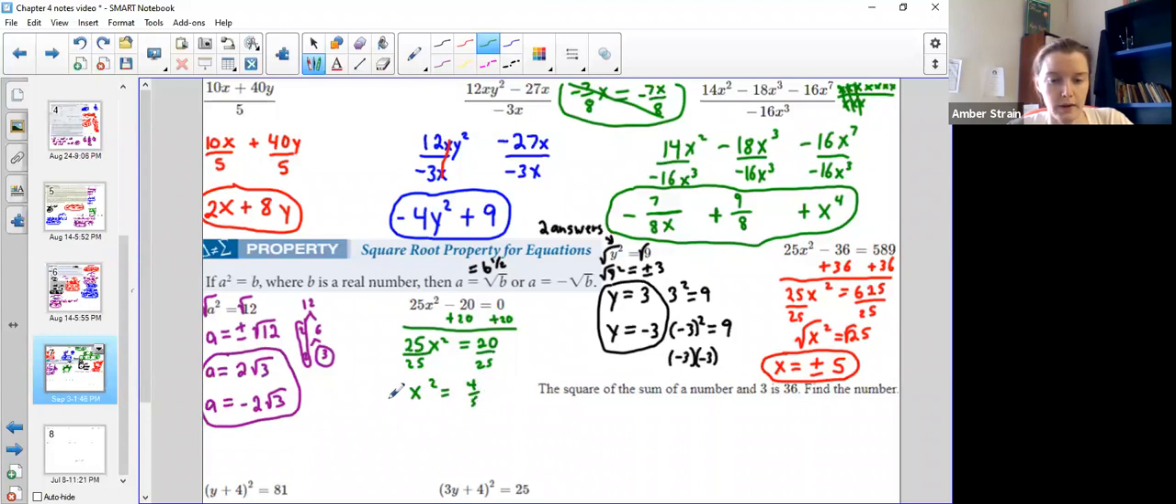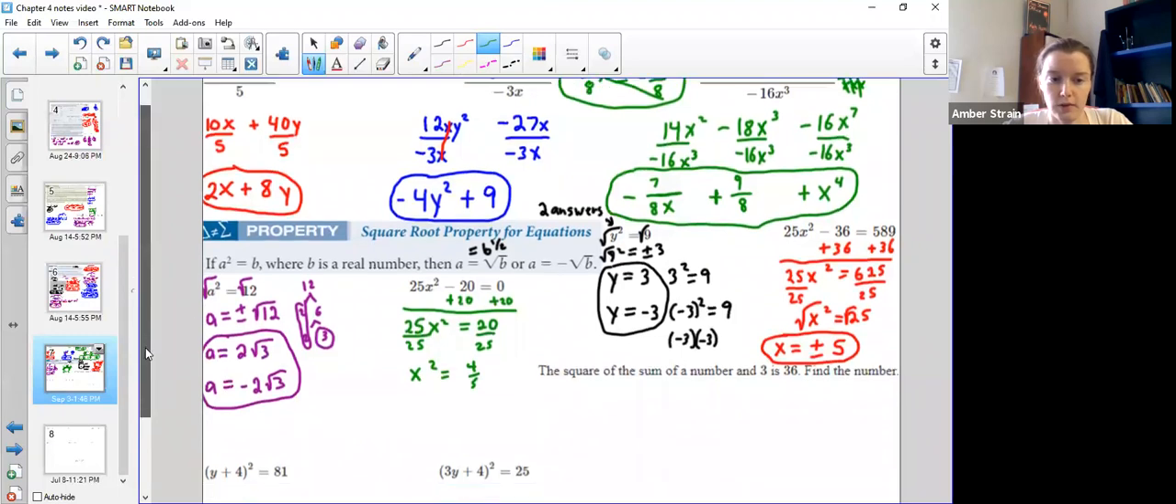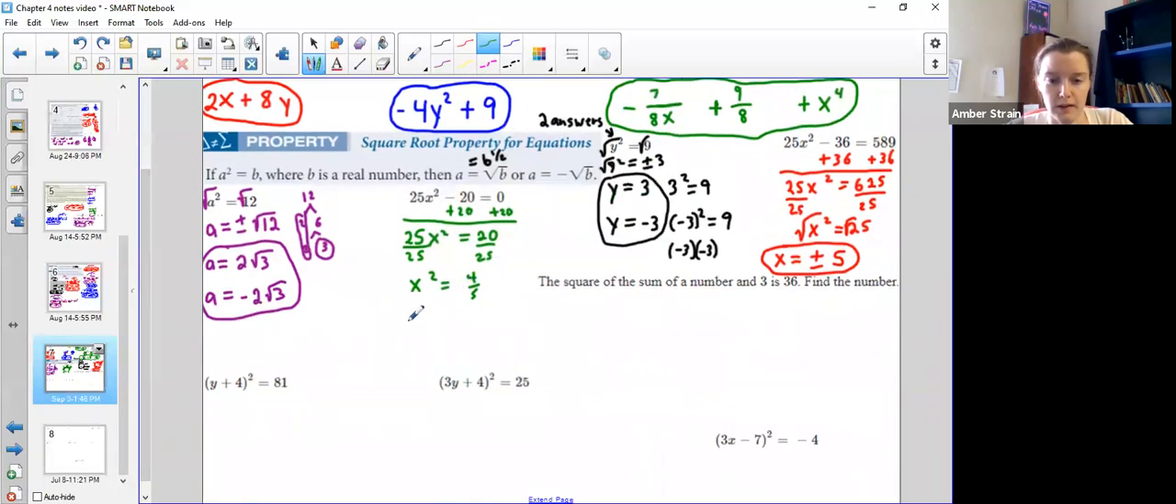And don't worry, when I square root both sides, I don't have to worry about what fraction it would be. I'm just going to leave it right there. All I have to remember is that it would have a plus or minus. Square root of 4 over 5. And you can leave it right there. There's a technicality about rationalizing the denominator. Don't worry about it. Just right there. That's all you need.